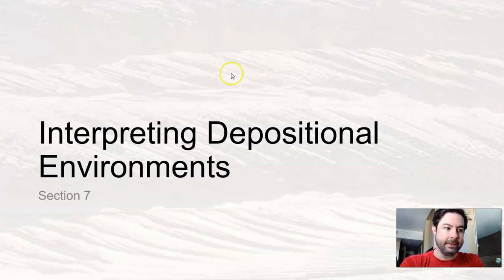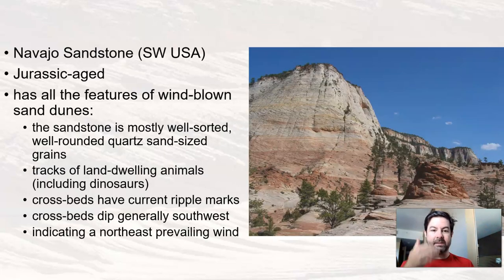All right, welcome back. I think this is the last section. So, how do we interpret depositional environments? If I'm looking at some rocks and I'm looking at a cross section or an outcrop or a vertical stratigraphic column in the lab or something, what am I looking at? How do I interpret all of this?